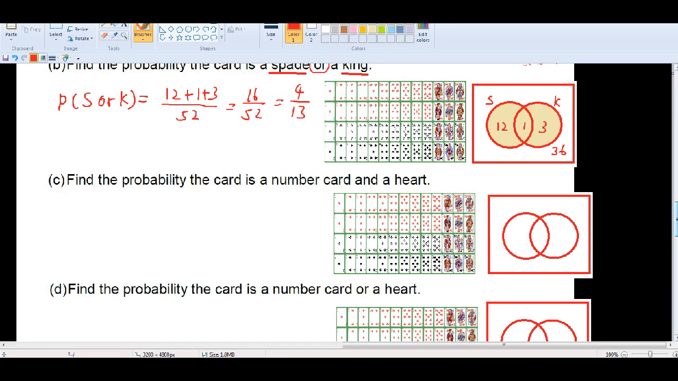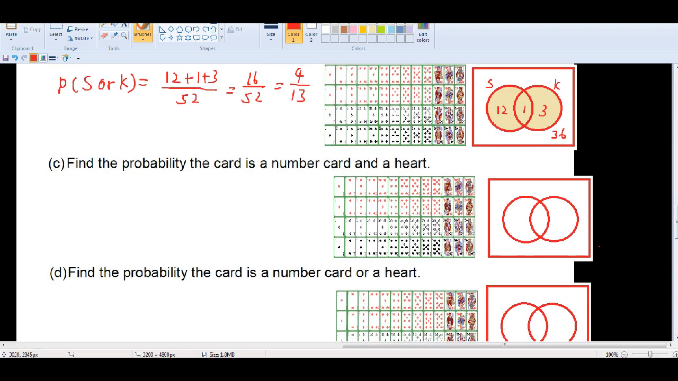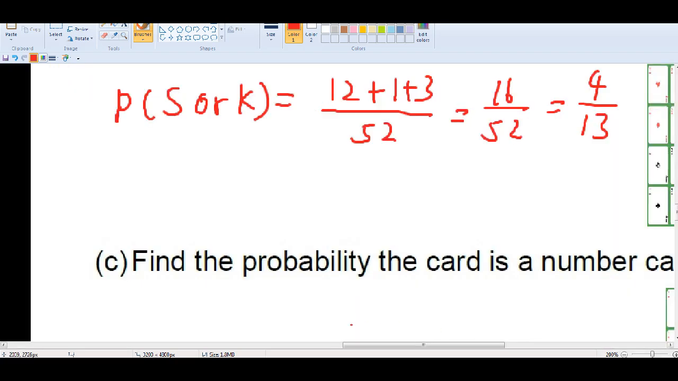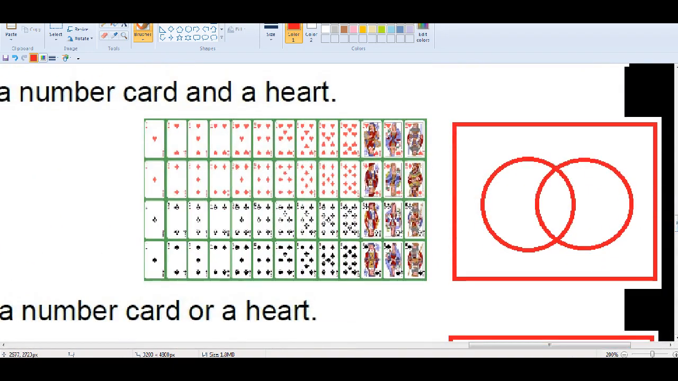Find the probability that the card is a number card and a heart. What are number cards? That means the card. There are two types of cards. One is a face card, the other is a number card. Face cards, you see some people there with their faces, so these are face cards, and number cards are just the rest of them. So let's say these are what we call the face cards.